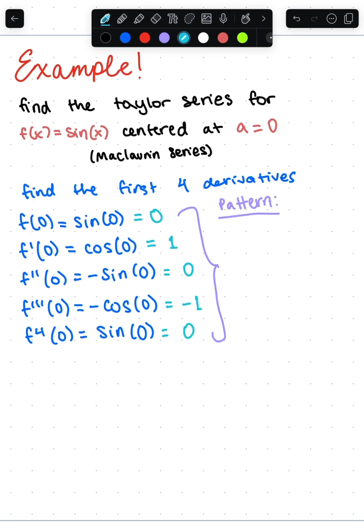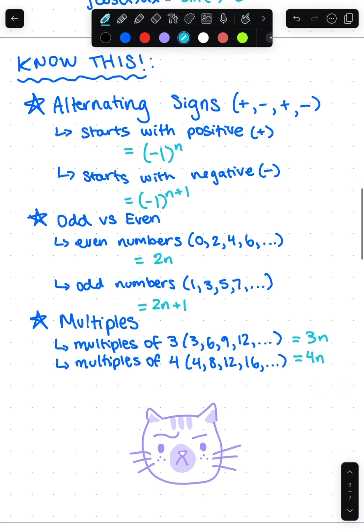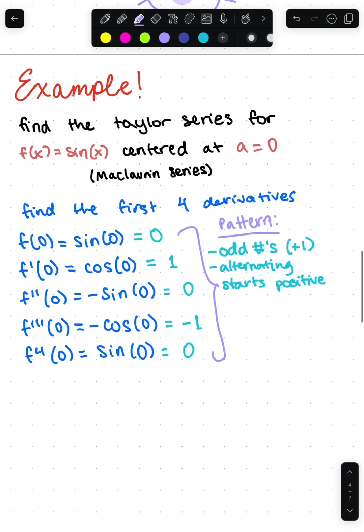So the first thing I am noticing is that there are odd numbers. And the second pattern I see here is that there are alternating signs. We can see that the first sign is a positive sign. Now we can look back at our pattern rules and see that odd numbers we will use 2n plus 1, and alternating signs starting with positive is -1 to the nth power.